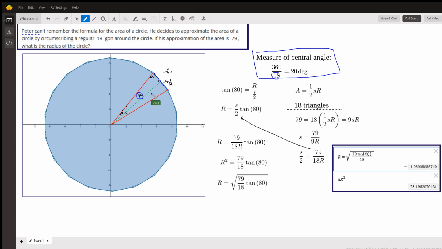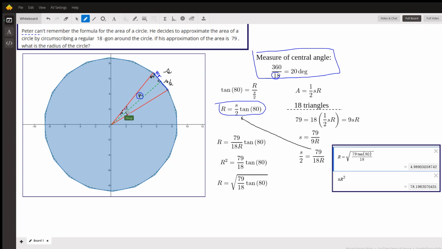And so to get a relationship between R and S, well, for this little triangle, if this whole segment is S, then this is S over 2. And I would like to get a relationship where the R is in the numerator. It makes it easier to solve the equation. So I'm going to say the tangent of 80 is opposite over adjacent. Tangent of 80 is R over this side of the polygon divided by 2. If I solve this for R, I get this relationship right here. R is S over 2 times the tangent of 80.